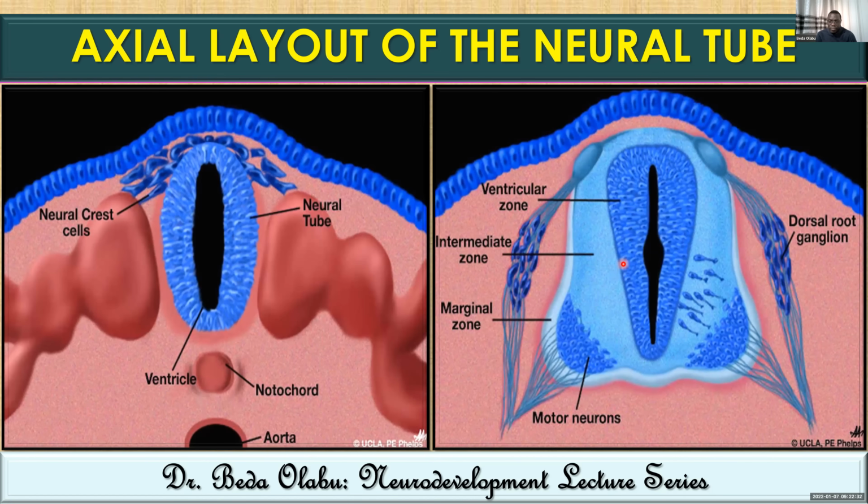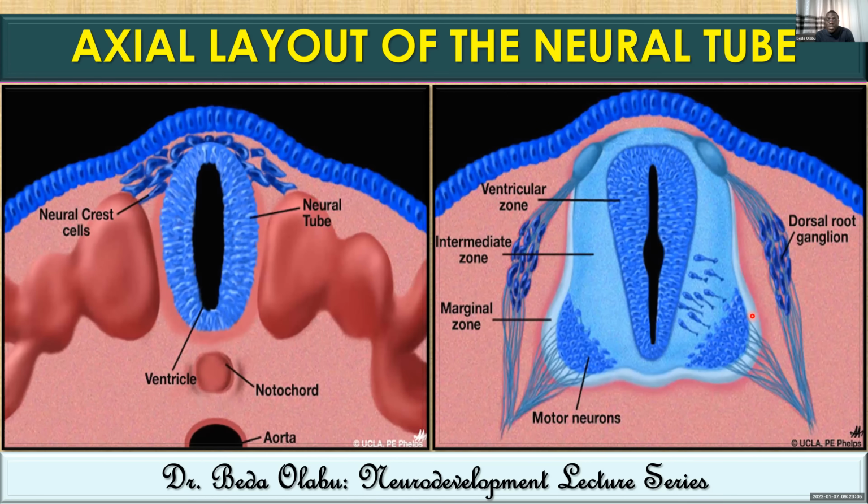This wall divides into 3 zones: ventricular, intermediate, and marginal zone. The intermediate zone, in this case, will give us the gray matter, which will be the one dividing into basal plate and alar plate. The marginal zone is here, which in the spinal cord contains axons of neurons, or basically white matter.